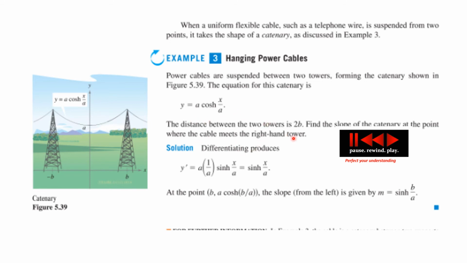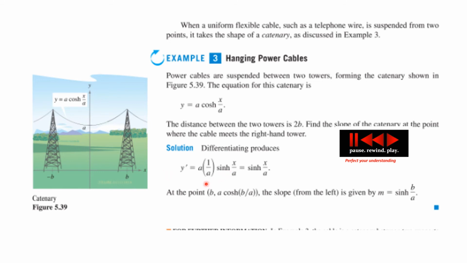So the distance between the two towers is 2b. Find the slope of the catenary at the point where the cable meets the right-hand tower. So you want to find the slope right here of the catenary. And again, the catenary continues going up like that, so this isn't a cusp. So you want to find the slope there.